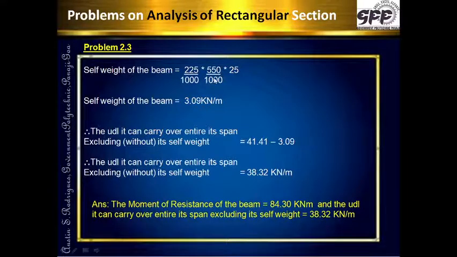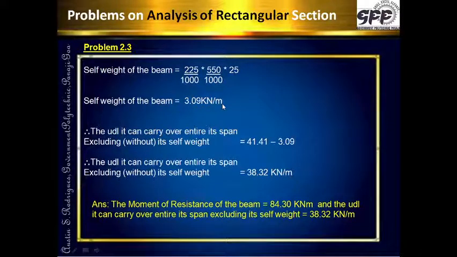It is also divided by 1000 to convert to meters, because the unit weight of RCC which we are taking is 25 kilonewton per meter cube. Since the unit is meter cube, both dimensions have to be in meters and cannot be mm. So self weight of the beam is 225 divided by 1000 multiplied by 550 divided by 1000 multiplied by 25. So this comes as self weight of the beam equal to 3.09 kilonewton per meter.